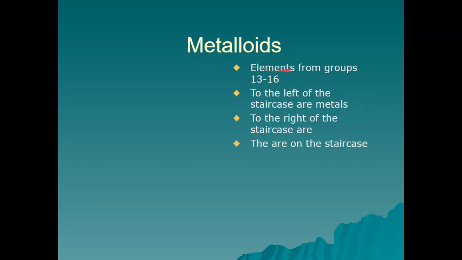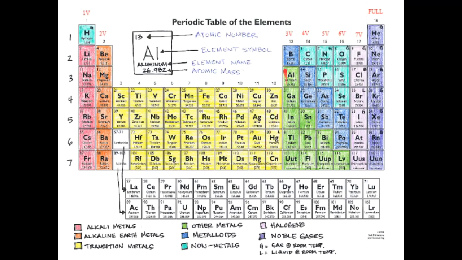Okay, metalloids. The metalloids are elements in groups 13 through 16. To the left of the staircase are metals. To the right of the staircase are non-metals. That's what that should say right there. And metalloids are on the staircase. Okay, so what is the staircase? The staircase goes right here. Okay, you can see that they follow the staircase, right? These blue guys right here, these are the metalloids. Okay, and they follow the staircase.